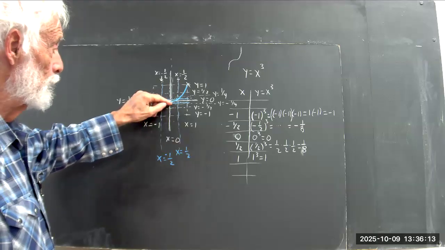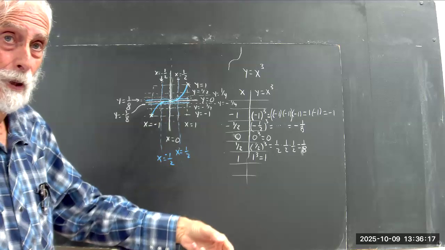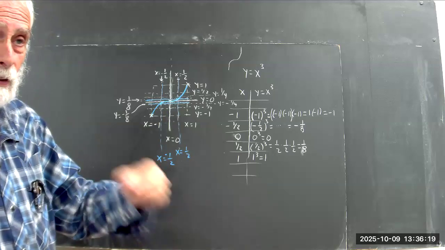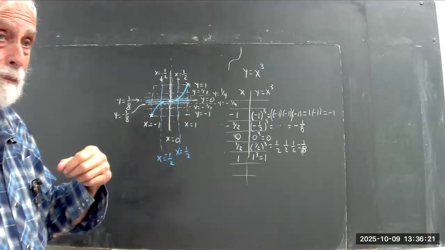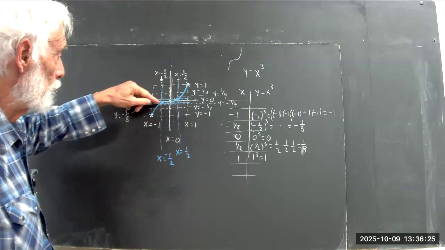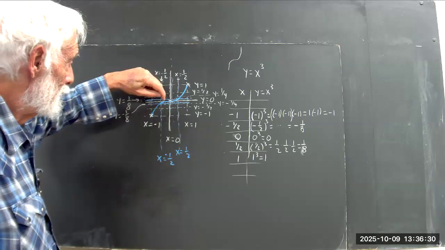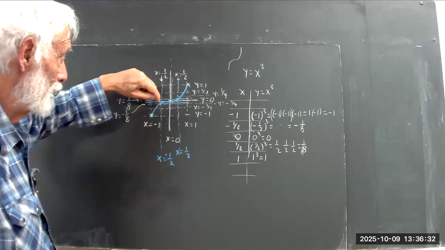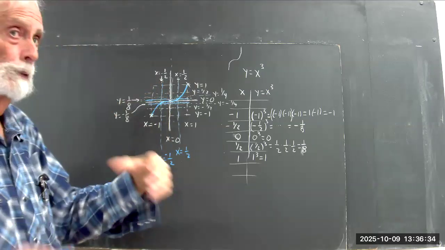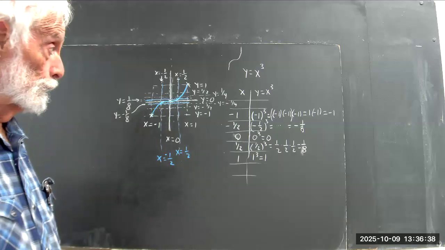Now, from 1/8, if you go halfway to 0, you get a 16th. Halfway to 0 from there is a 32nd. Halfway to 0 from there is a 64th. So you've got to go 8 times closer to the y-axis to get this point than this point. It's practically on the y-axis. And it keeps getting closer and closer.